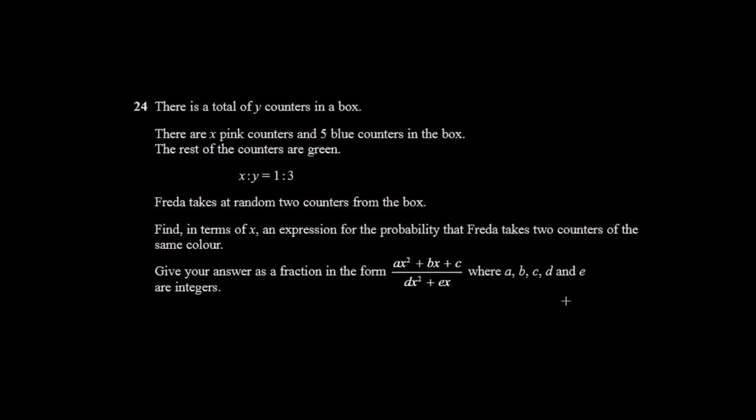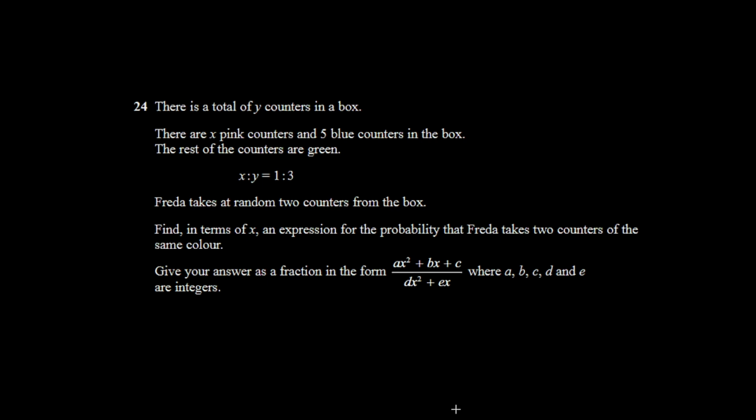Question 24 is a bit of a stinker when it comes to probability trees, in that the answer is going to look as simple as this. We've got three colours in this box: pink, blue, green. We're told various facts about the contents of the box, and we've been asked to find the probability that Frida takes two counters from the box, which means she does not replace the first pick. We've got to find an expression in terms of x of the probability that she takes two counters of the same colour. So we're interested in pink, pink, blue, blue, and green, green.